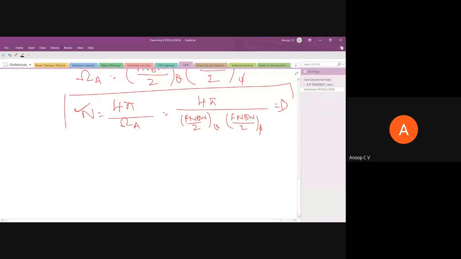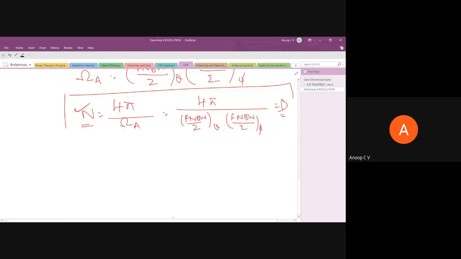What are point sources? We'll discuss in detail later. So it is the total number of point sources an antenna can resolve in a 3D space, uniformly distributed, ideally. So this is about resolution and directivity. We have seen N is equal to D, where N is the number of sources an antenna can resolve in a 3D space.